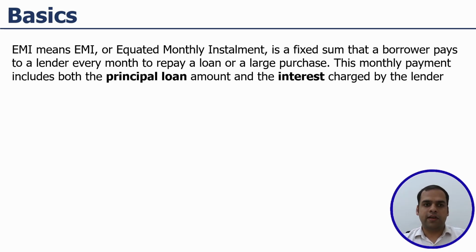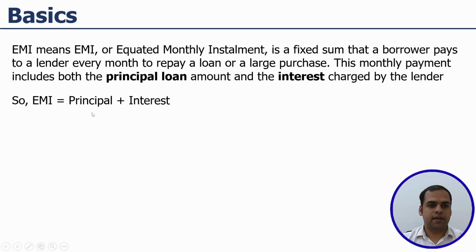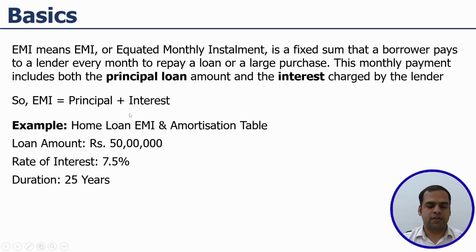Let's learn about EMI. EMI means equated monthly installment and is a fixed amount of money that a borrower pays to the lender each month. This monthly EMI contains the principal repayment component and the interest payment component. So learn it like EMI contains both principal repayment and interest payment. So EMI is principal plus interest.